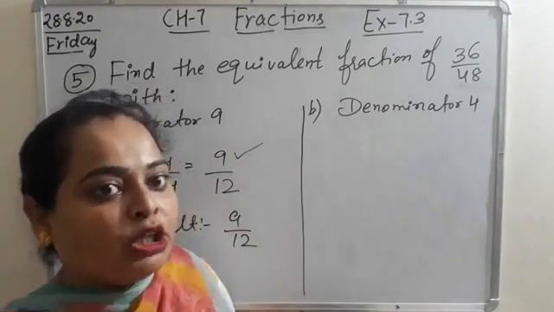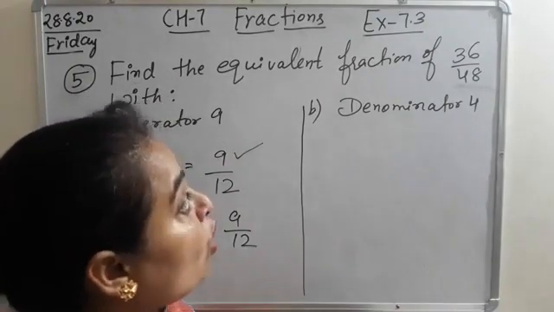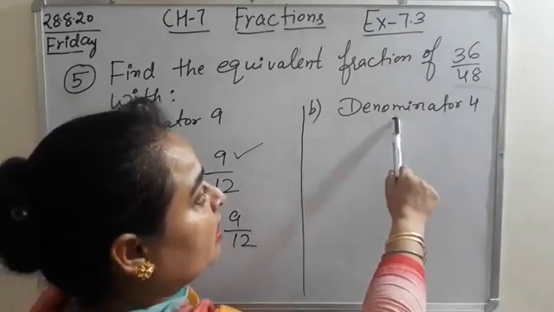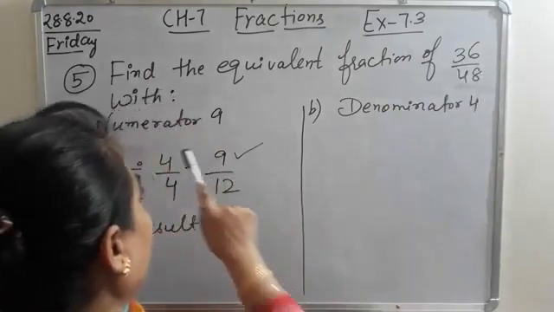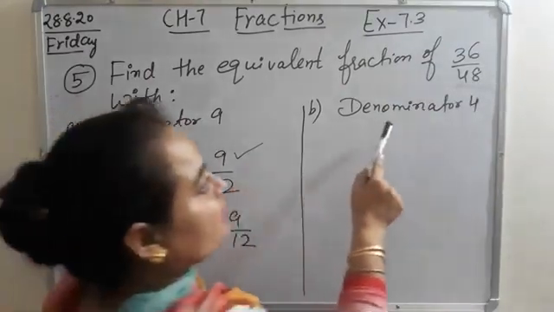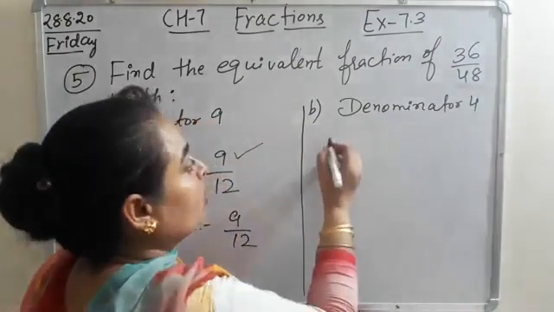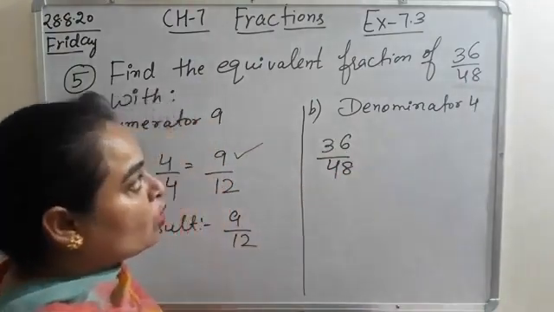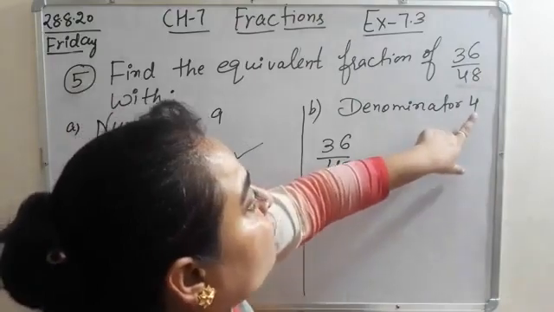Now in the B part, the question is the same but based on changing the denominator to 4. The A part was based on changing the numerator. Now the B part is based on changing the denominator. Now 36 by 48 is given. The question is to change this denominator to 4.